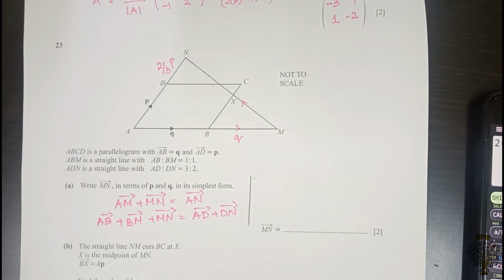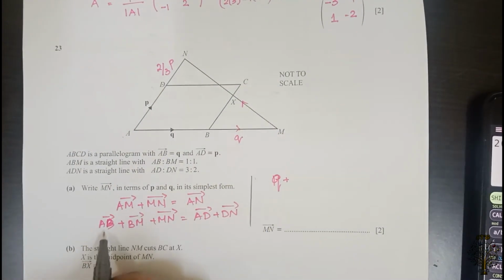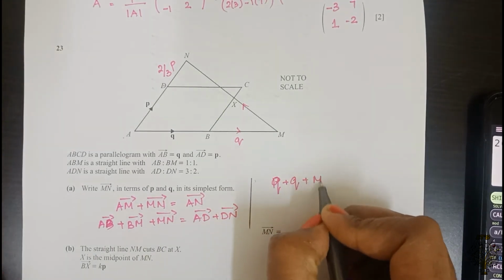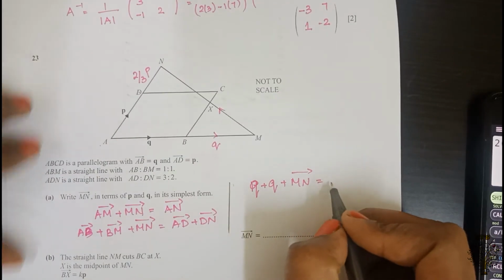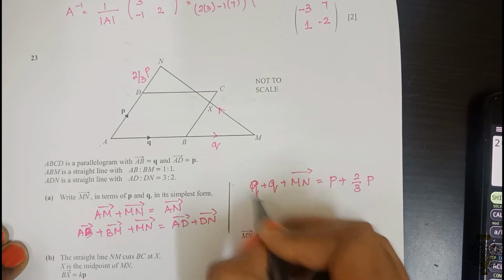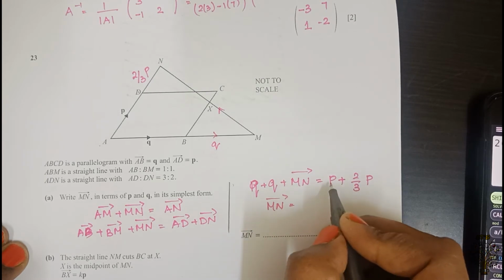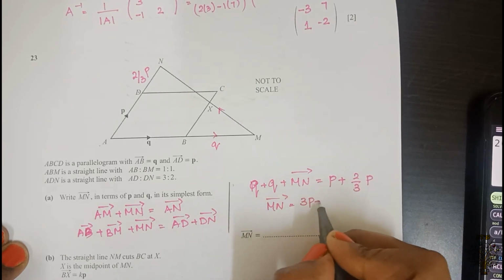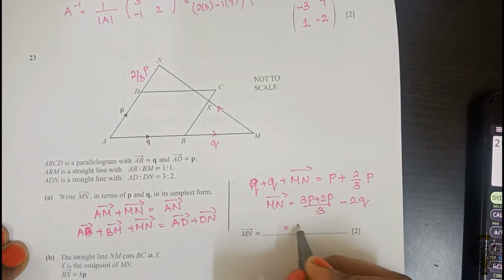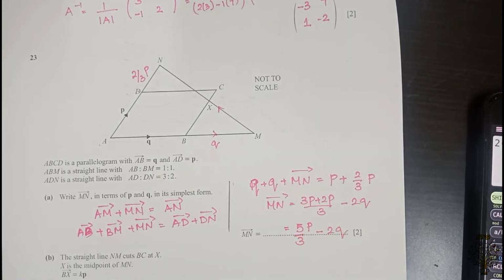So we are going to substitute here. AB is Q and BM is also Q, plus MN vector is equal to AD is P, DN is 2 by 3 P. Now this you are going to take to the other side. Here we will be taking LCM. MN vector is equal to, when you take LCM, 3P plus 2P divided by 3 minus 2Q. So we have 3 plus 2 as 5P over 3 minus 2Q. This is your MN vector.